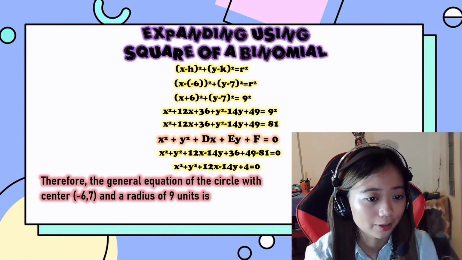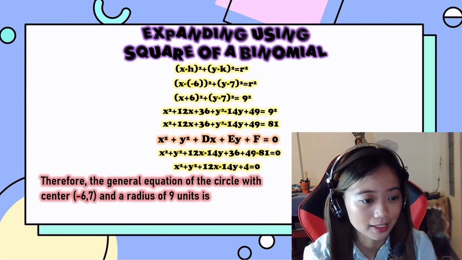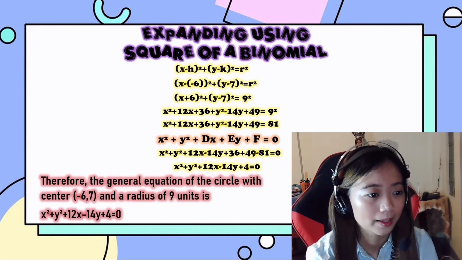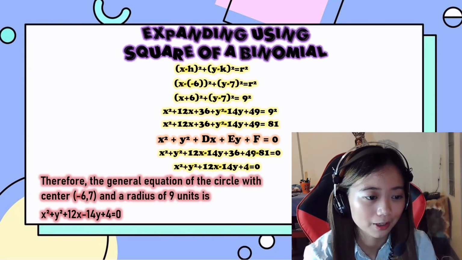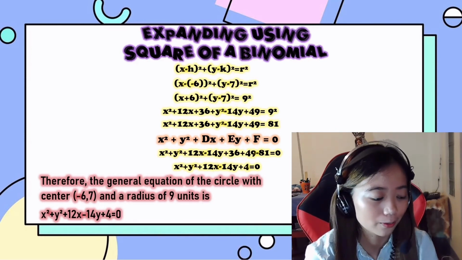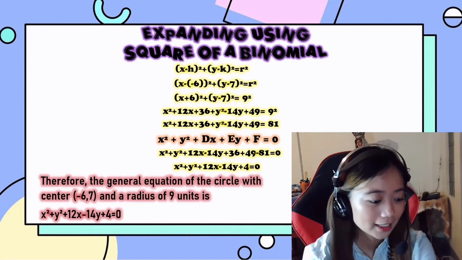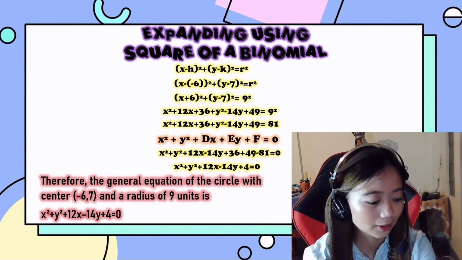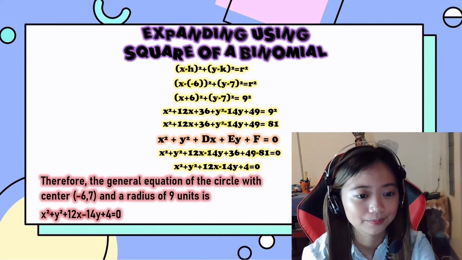Therefore, the general equation of the circle with the center negative 6 and 7 and the radius of 9 units is x squared plus y squared plus 12x minus 14y plus 4 equals 0. As we can see, the answer that we get by using the square of a binomial and FOIL method is just the same.